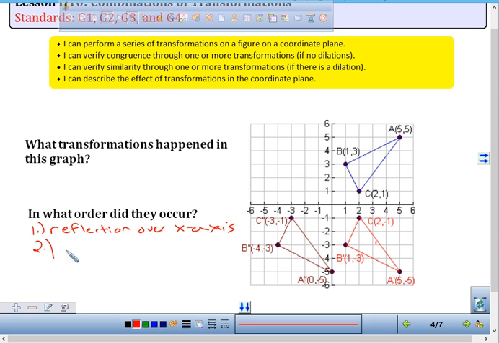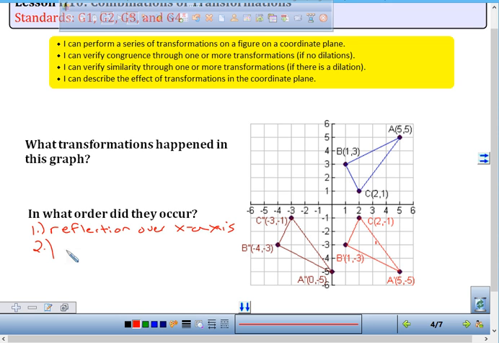Okay, and then to get from red to, I don't know, I think that's purple, the bottom left, what did they do? Good. A translation. How do you know that one's a translation? Okay. It didn't get flipped around, because it has the same, what vocab word? Orientation. It's congruent, and it has the same orientation. Okay, good. Those two things.